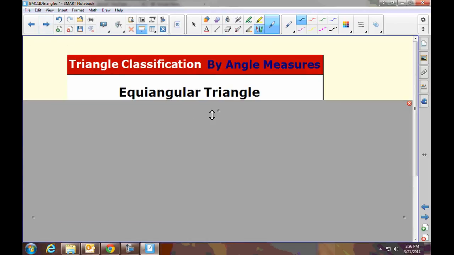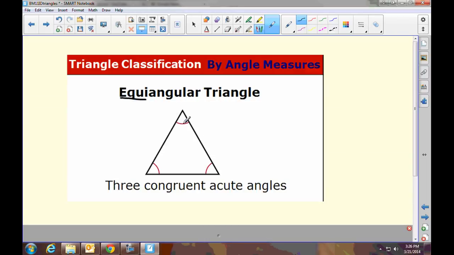Okay. Our next one is an equiangular triangle, and you probably already know what that is just by thinking about what this prefix equi means. That means all the angles are congruent. This angle, this angle, and this angle are all the same, and if we know that all three angles add up to 180, 180 divided by 3 is 60. So we know each of these angles is 60, and they're all congruent.